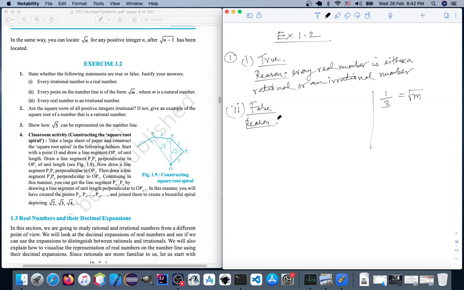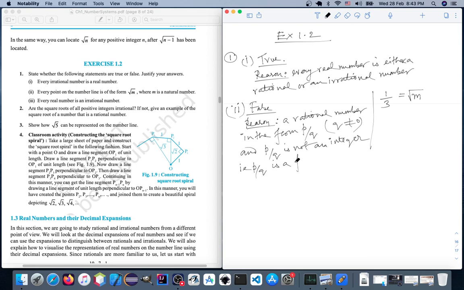Reason: since it says that every point on the number line is of this form, no, this is not true, because a rational number in the form P by Q, where Q not equals to 0, and P by Q is not an integer, that is, P by Q is a proper fraction.